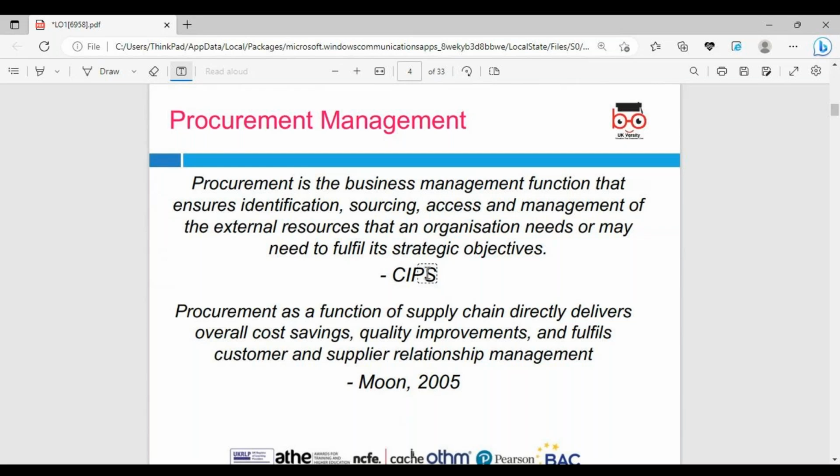Procurement is a function of the supply chain that directly delivers overall cost saving, quality improvement, and fulfills customer supply relationship management, according to one of the authors. So we can look at various definitions in the light of various authors. Procurement is a function of the supply chain. So we can look at how we can manage it. Yes.